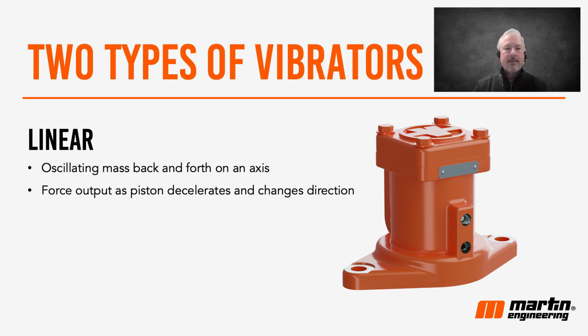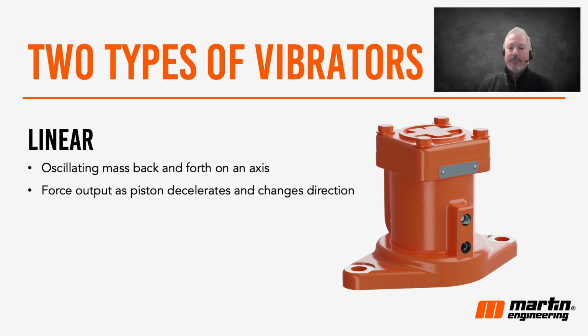With linear vibrators, the vibration is obtained by oscillating a mass back and forth within that housing. The force is resultant of the impact or the piston deceleration at the change at the end of each of these strokes. So that's a linear vibrator, and we'll talk about the different kinds.